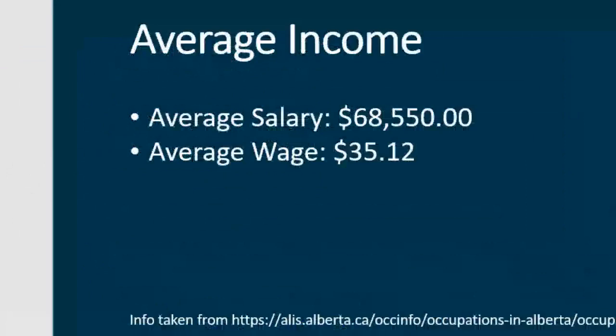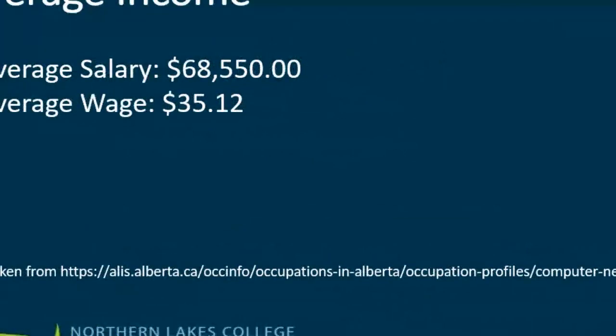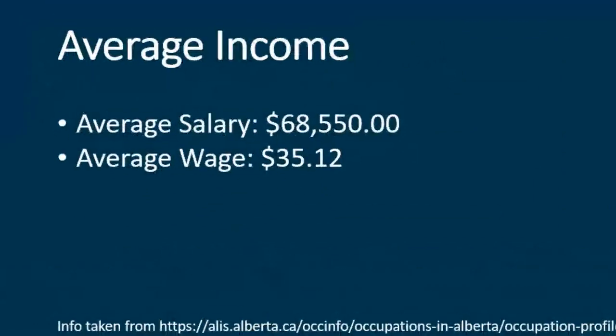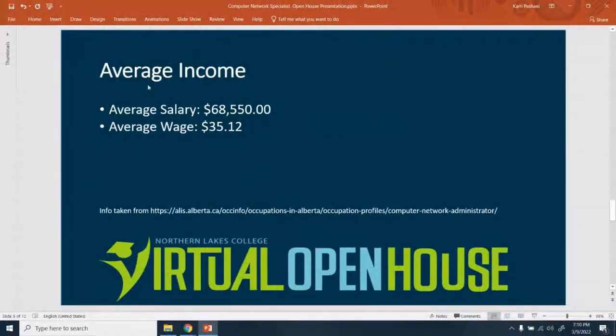Now, this one is from the Government of Alberta. We have the link, ALIS, Alberta. Average income, 68K, hourly wage $35. So you can go to this link for the potential salary that someone might earn after graduating in the computer network specialist field, right?